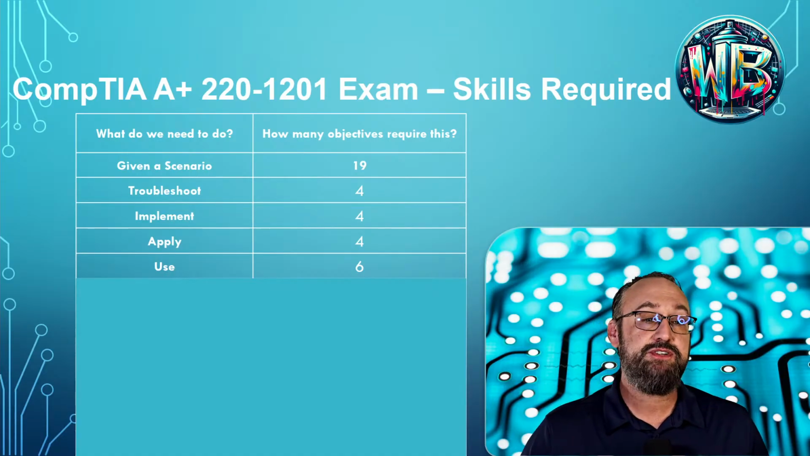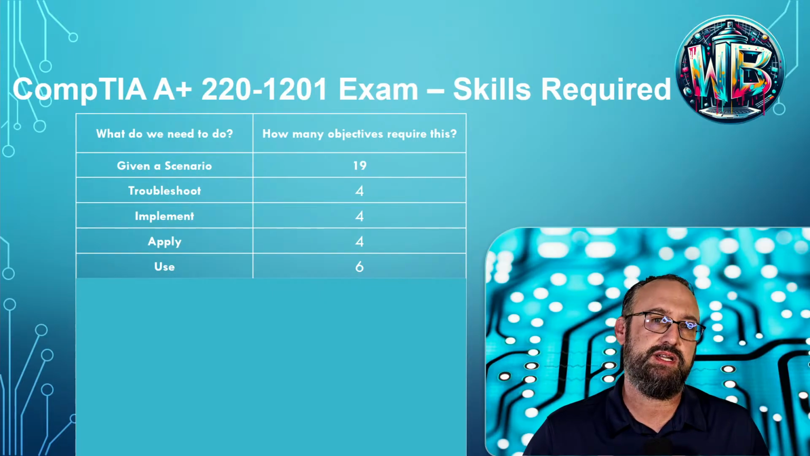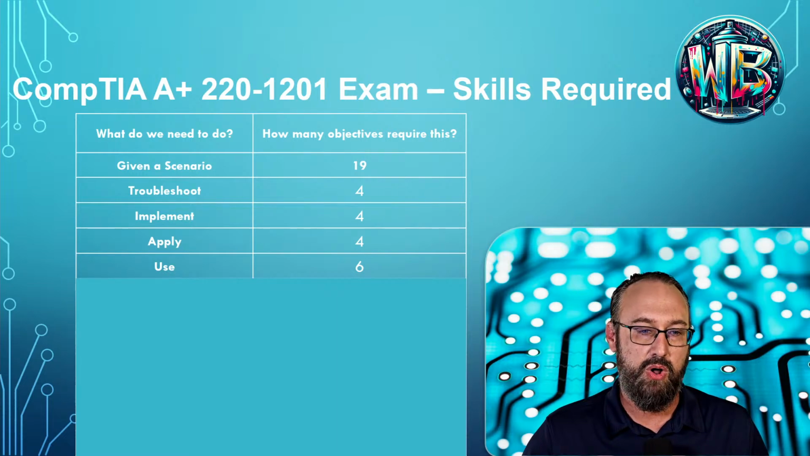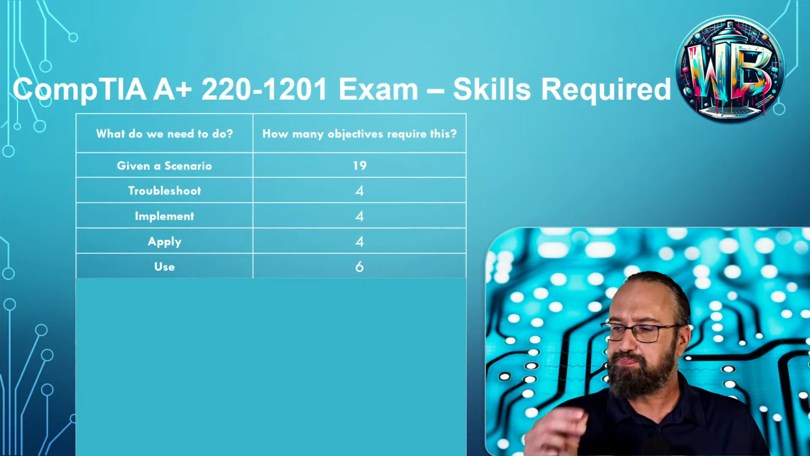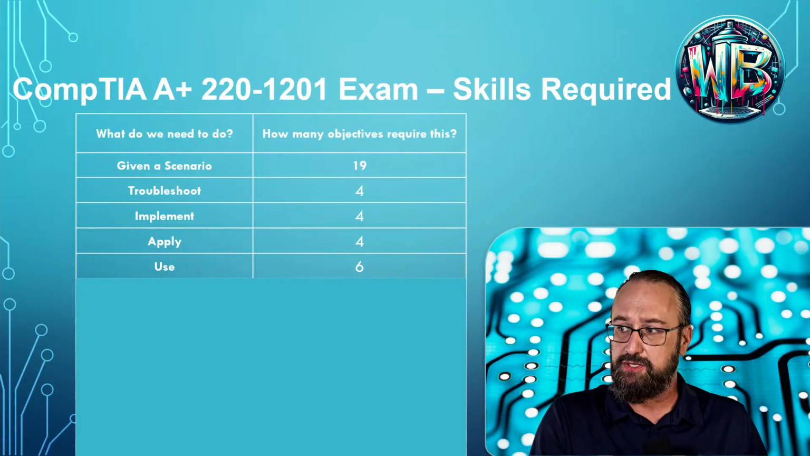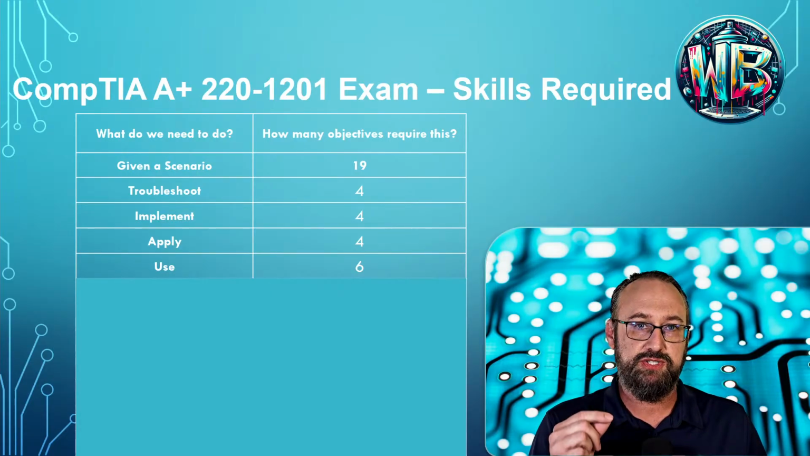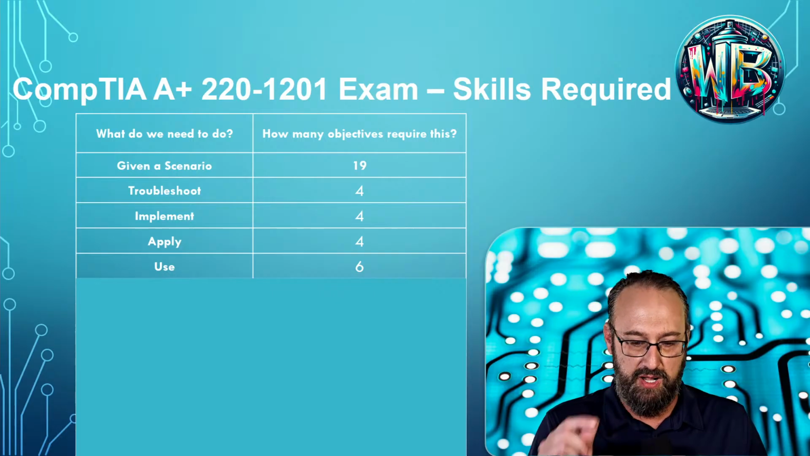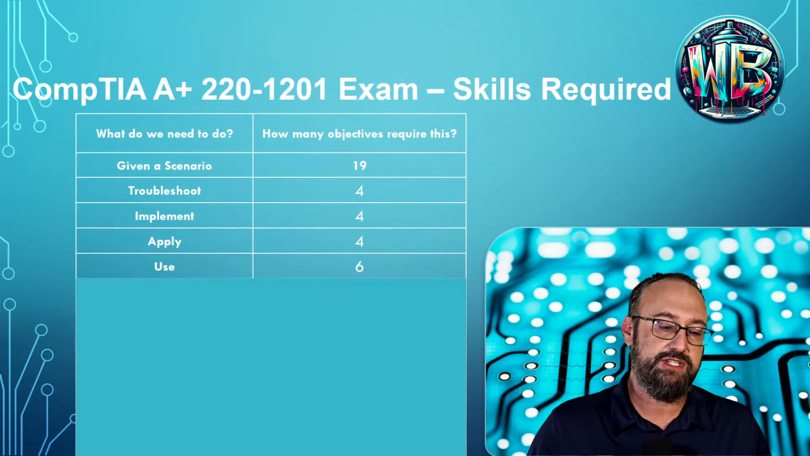All right, so after apply, we have use. Again, another one of those where we're talking about a lot of scenario-based, potential performance-based questions. So for instance, use, we can see here, it appears 6 times across the overall exam objective. Now, you might be asking yourself, well, are we going to see those exam objectives? Absolutely. Here in the deep dive, we are going to go through every one of these objectives coming up.